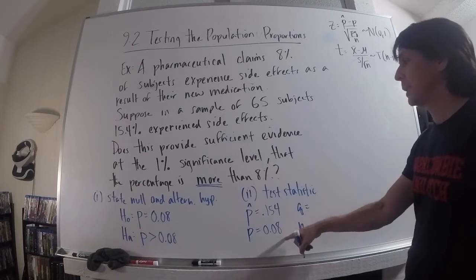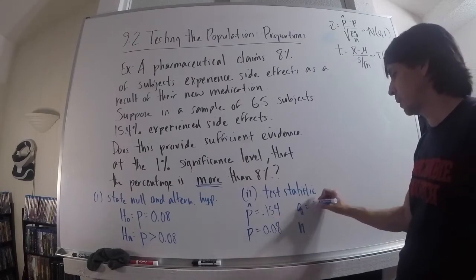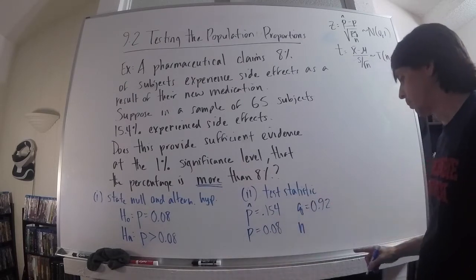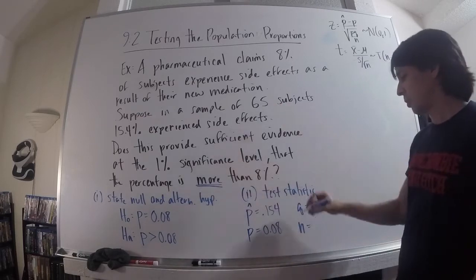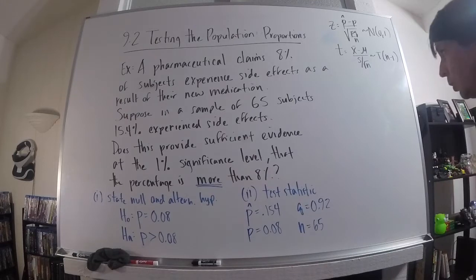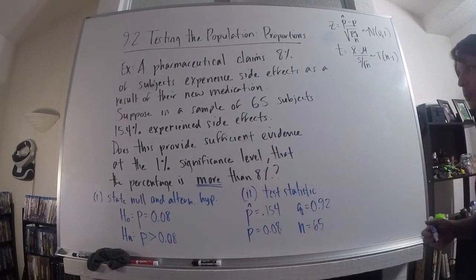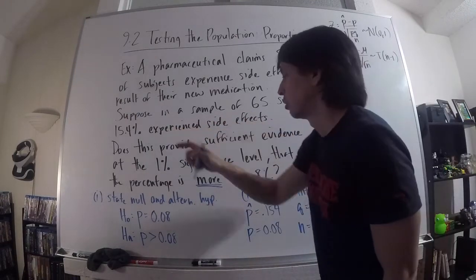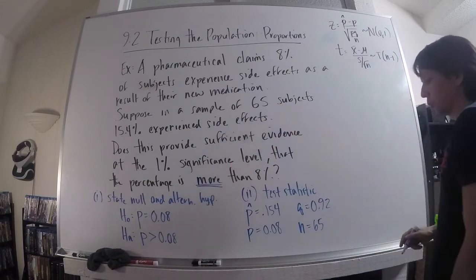Q is 1 minus P, not 1 minus P hat, 1 minus P. That's going to be 0.92. And N is 65. That's why they have to give it to you. Even though they give you P hat, you need N. You don't need to know how many subjects experience side effects as long as you get the percentage. But you need to know N, the number in your sample.